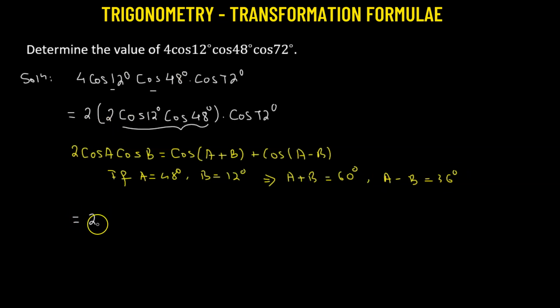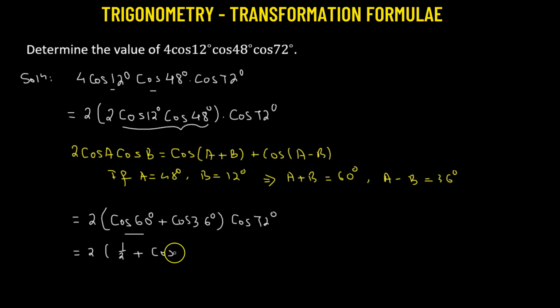So we get 2 times, in place of 2 cosine 12 degrees cosine 48 degrees, we're going to get cosine of A plus B, so that's 60 degrees, plus cosine of A minus B, so that will be 36 degrees. Multiply to cosine of 72 degrees. Now cosine of 60, that's a standard value, that is half. So we have 2 times half plus cosine of 36 degrees multiplied to cosine of 72 degrees.